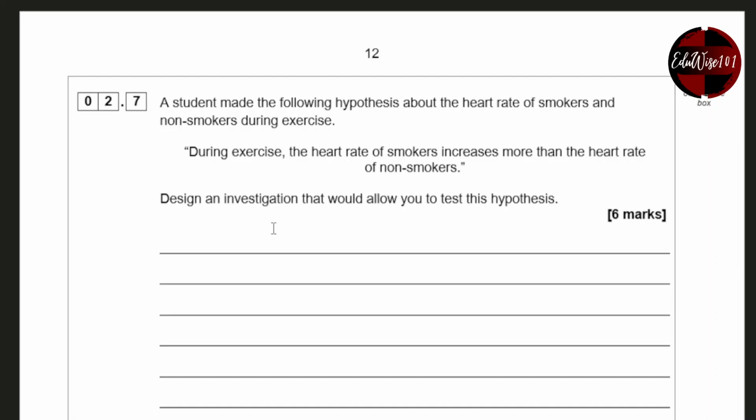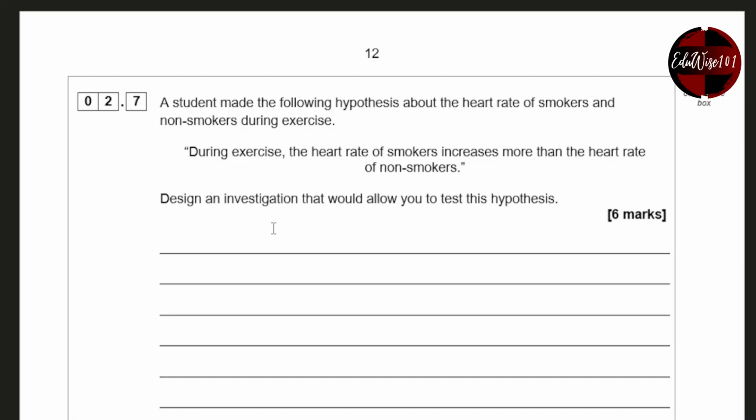Now, the hypothesis is saying during exercise, the heart rate of smokers increases more than the heart rate of non-smokers. How would you know? Well, you will need two groups of people, one who are smokers, another one who's non-smokers. You can't do it with one of each. You will need at least 5 in each group. The more people, the better. So let's say you're choosing 5 smokers and 5 non-smokers.